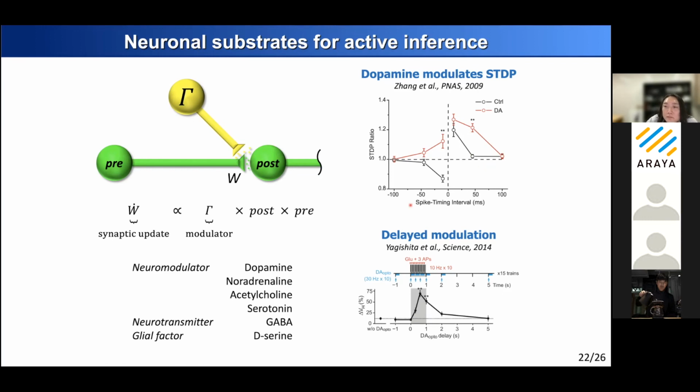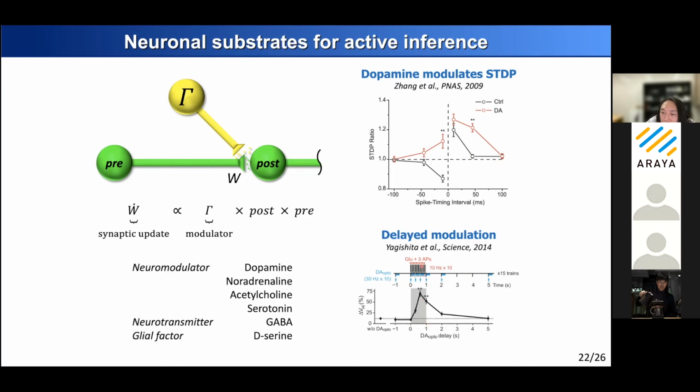Okay, and more interestingly, dopamine can modulate Hebbian plasticity in a post hoc manner. Here in this plot, only in the shaded area, stimulation that can induce Hebbian plasticity was induced.